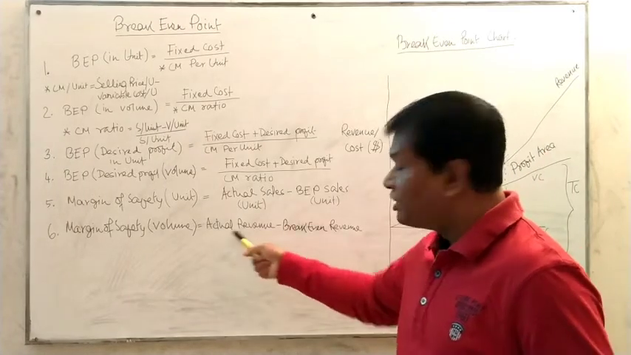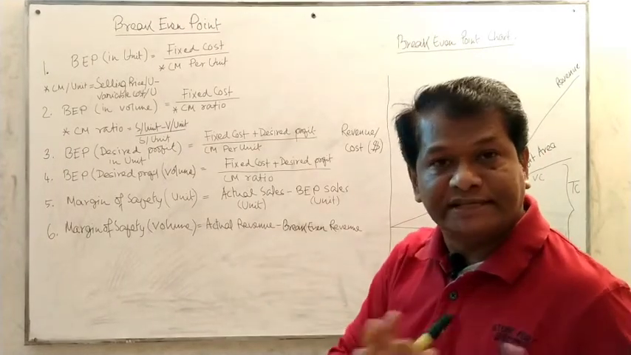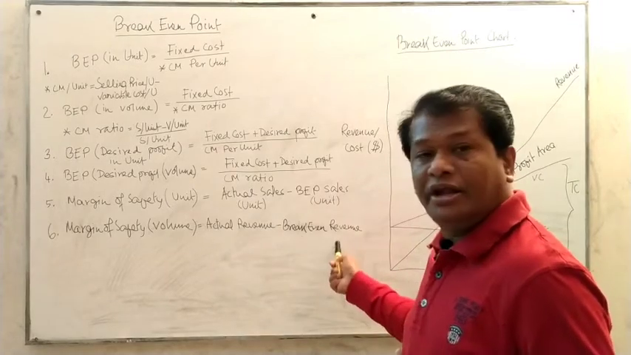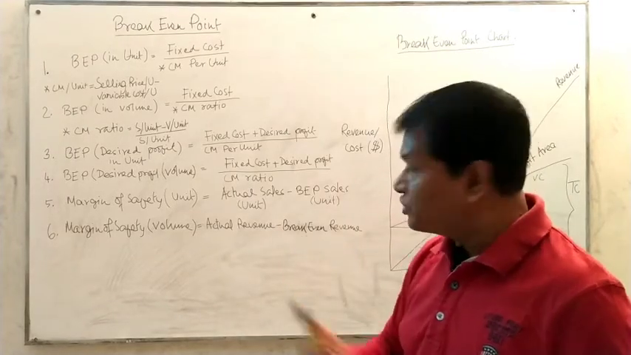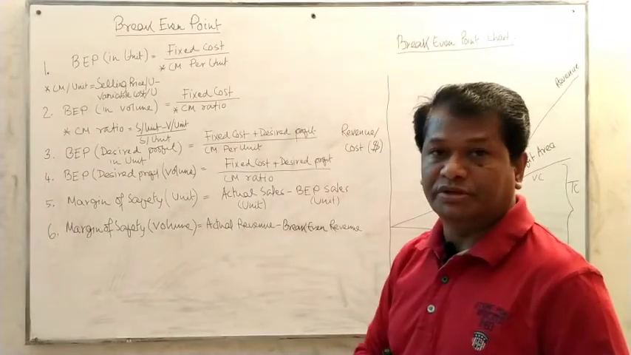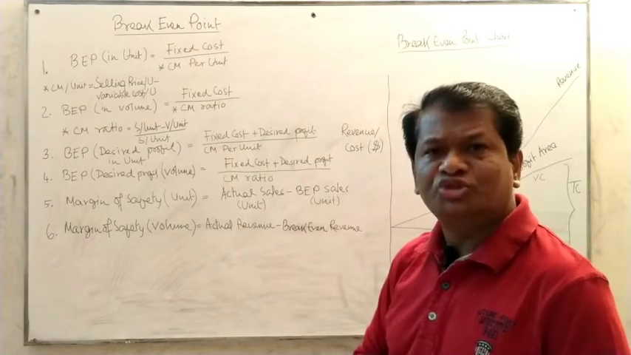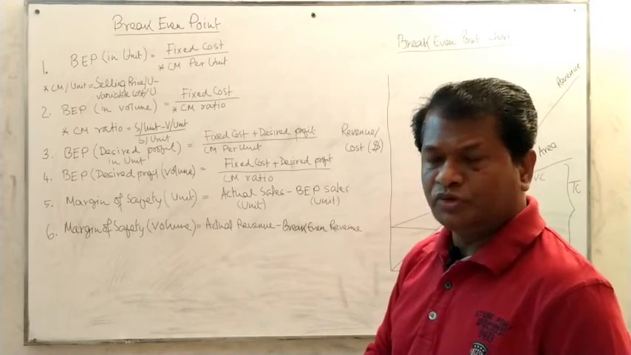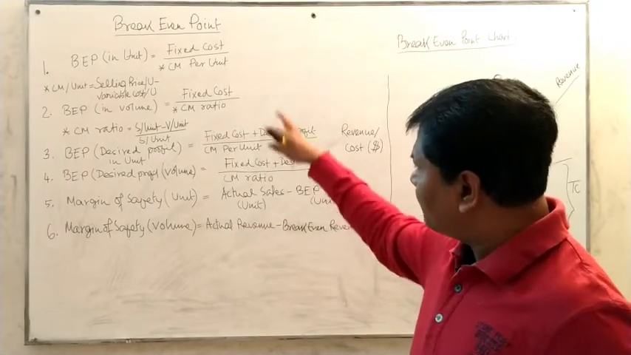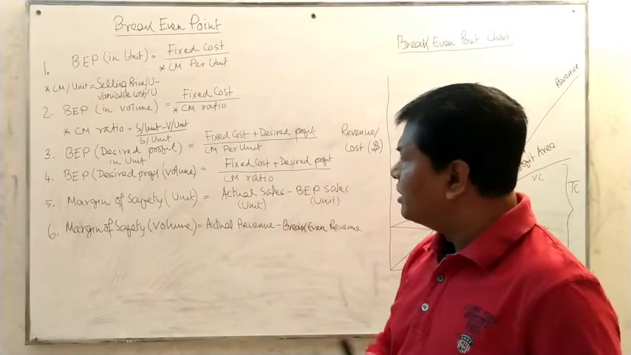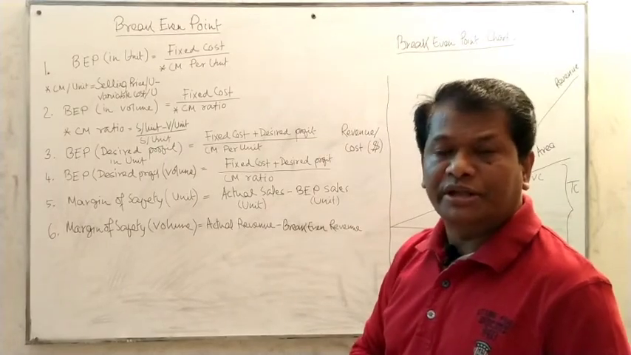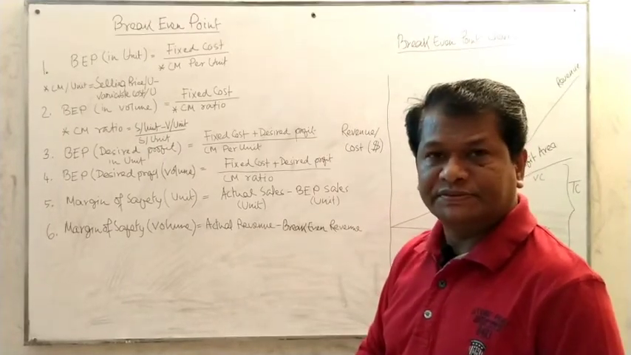So here the actual revenue, actual sales, are the same thing, and the break-even revenue or break-even sales. The difference is the margin of safety. That's all, the 6 formulas. Hardly any more than these 6 formulas are used for break-even point. So this is the presentation by which you mathematically calculate the break-even point analysis.